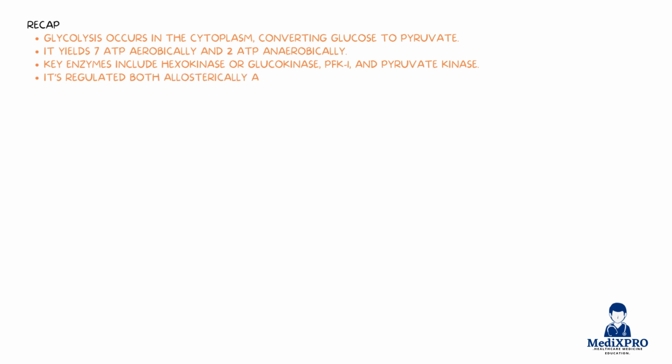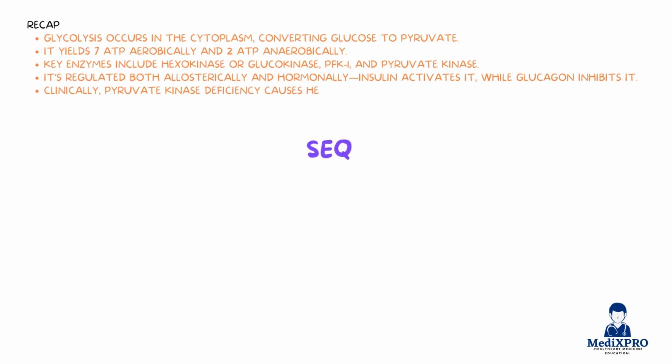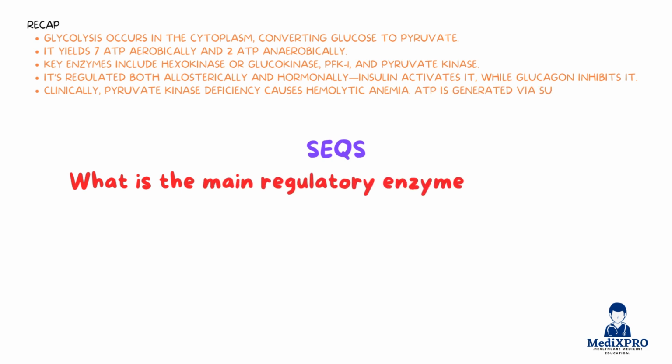Clinically, pyruvate kinase deficiency causes hemolytic anemia. ATP is generated via substrate-level phosphorylation, and glycolysis is targeted by several inhibitors like fluoride and arsenate. Don't forget your comparisons: aerobic versus anaerobic glycolysis and hexokinase versus glucokinase.